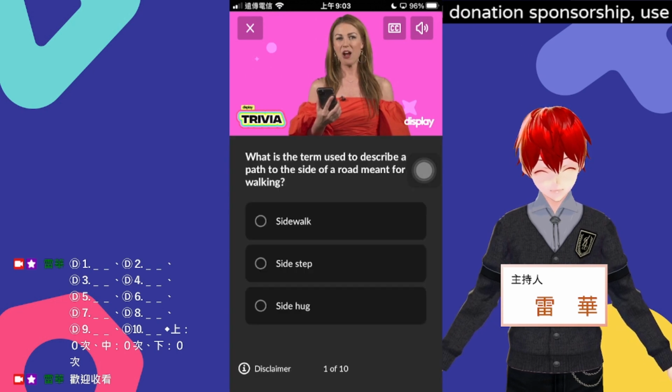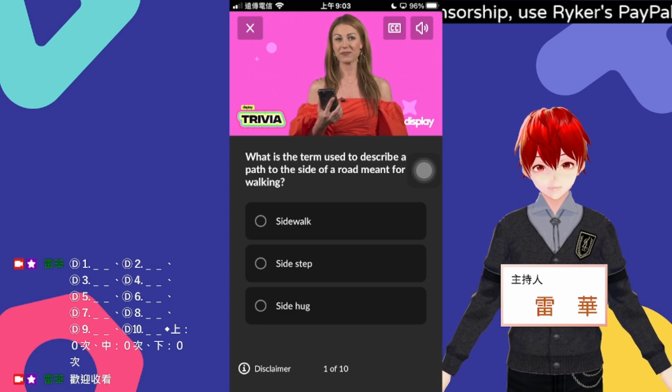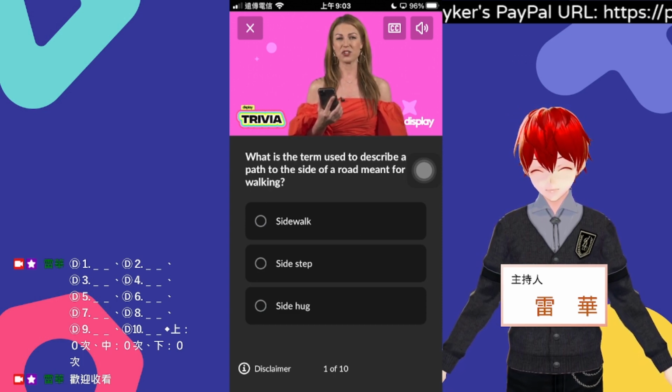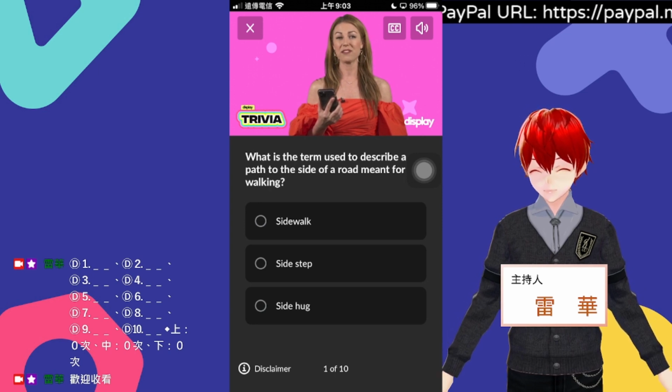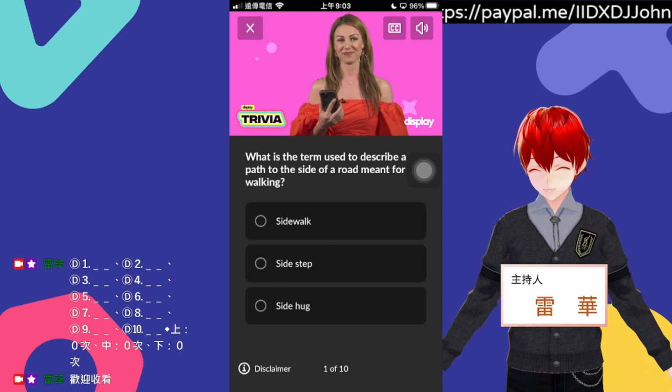Question 1. What is the term used to describe a path to the side of a road meant for walking? Sidewalk, sidestep, side hug.